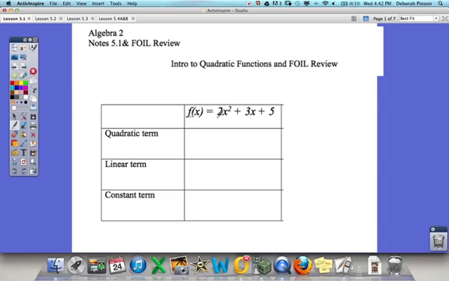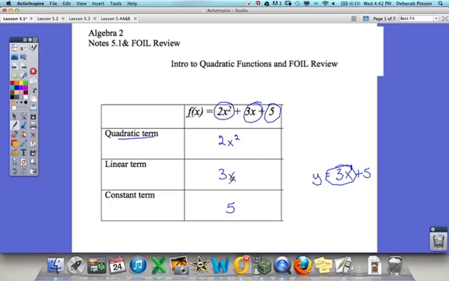Now, just giving you kind of a rundown of terminology here. The term that has the x squared in it is called the quadratic term. The term that has the x to the first in it is called the linear term. Remember, a linear equation's one that's something like this. It doesn't have the quadratic part. The x to the first power is the biggest. That's why it's called linear. And anything that's just a number is the constant term.